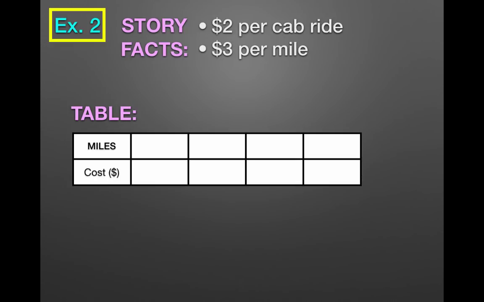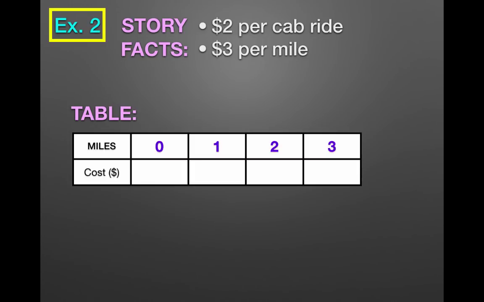And I know in the last problem, I told you I like to put 0 in the middle and do a couple negatives and a couple positives. That's not going to work in this story. How are you going to have negative miles? Is the taxi cab driving in reverse? That just sounds like a bad idea, doesn't it? So we're going to start with just 0. We're going to go 0, 1, 2, 3.